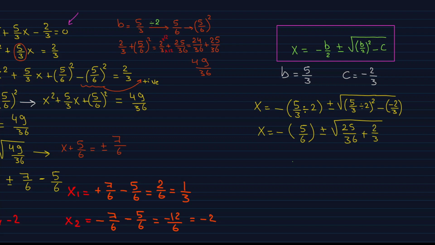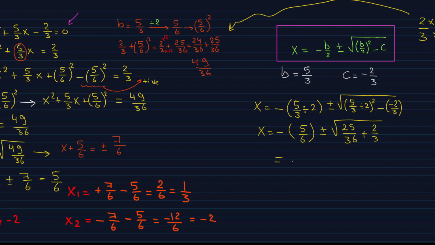Next, we're going to simplify what is underneath the square root. So we're going to have 25 over 36 plus 2 over 3. So for 2 over 3, I want it to have 36 as the denominator, so multiplying it by 12. Again, you can see it's the same as what we were doing over here, so it will be matching. So it's good news for us.